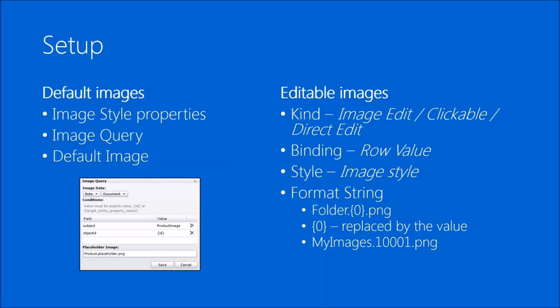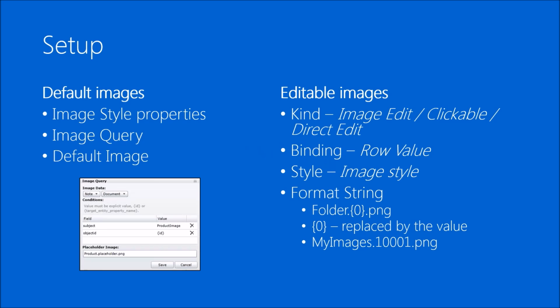For the editable images, we have a new kind of cell in the view editor. There are actually 3 new kinds: edit image, clickable image, or direct edit image. And using these, you can define the editable images. So you have to set binding to row value, and in the image style, you have to set format string.